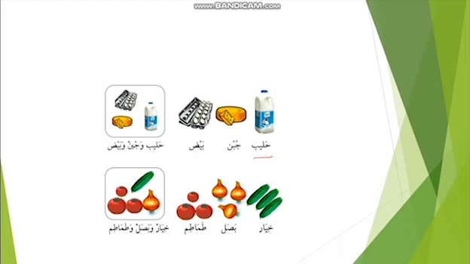حليب milk. جبن cheese. بيض eggs. حليب وجبن وبيض, milk and cheese and eggs. خيار cucumber. بصل onions. طماطم tomatoes. خيار وبصل وطماطم, cucumber and onions and tomatoes.